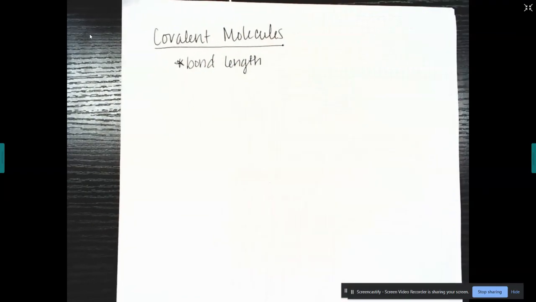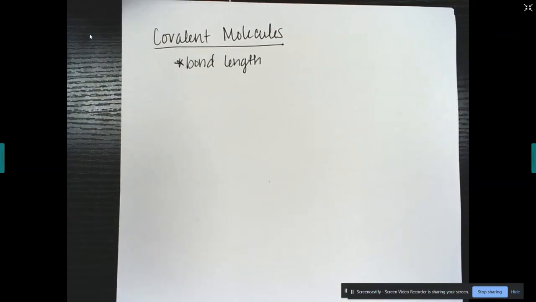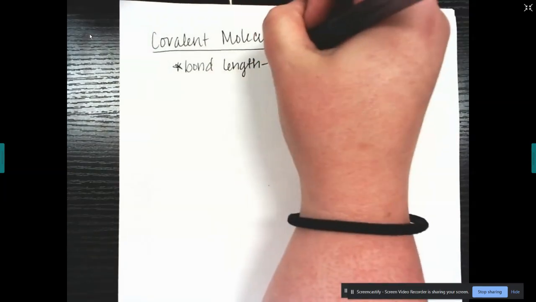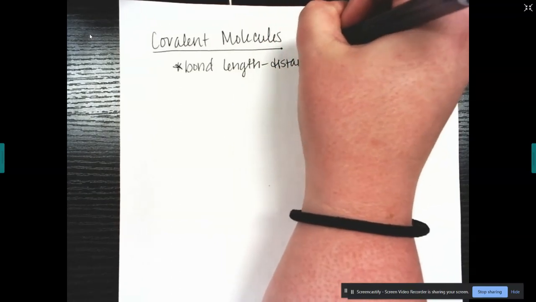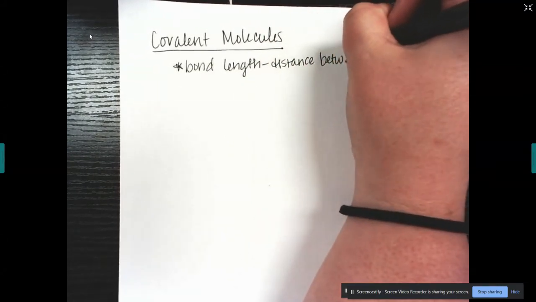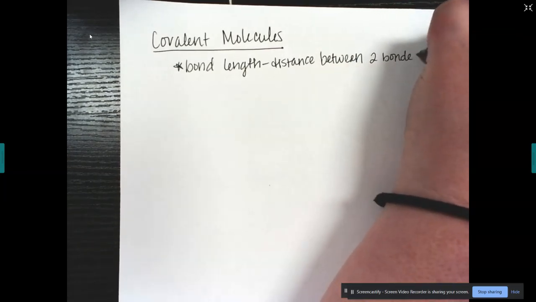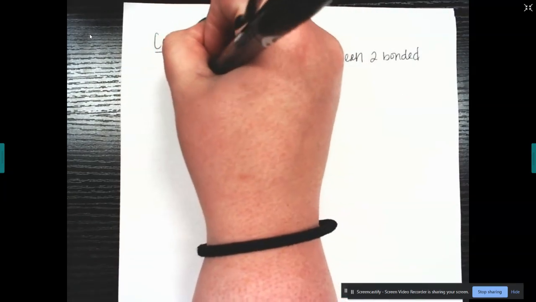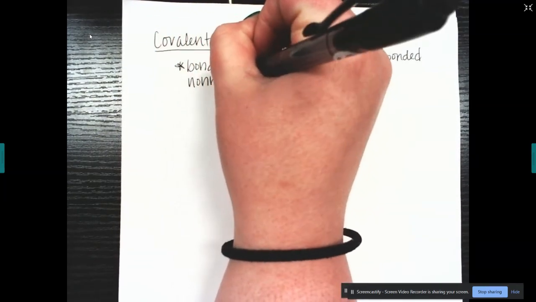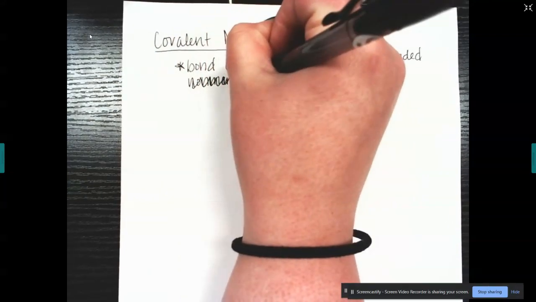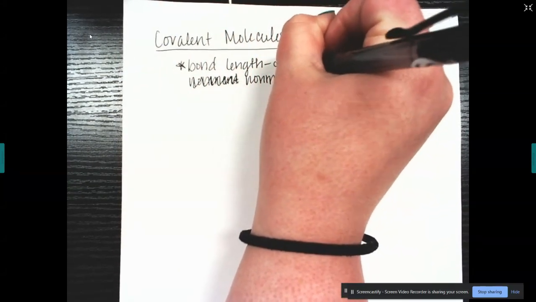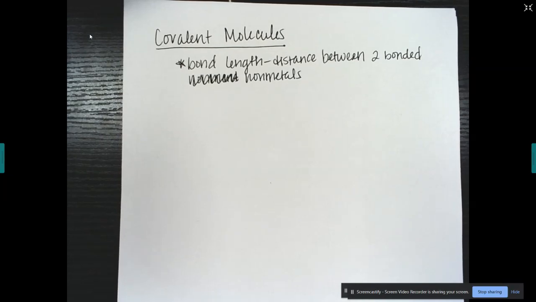Since the electrons are shared between the two atoms, and therefore the electrons are moving back and forth, the distance between the two atoms is going to be important. All right? So this is the distance between two bonded nonmetals. Because remember, covalent molecules only involve nonmetals.